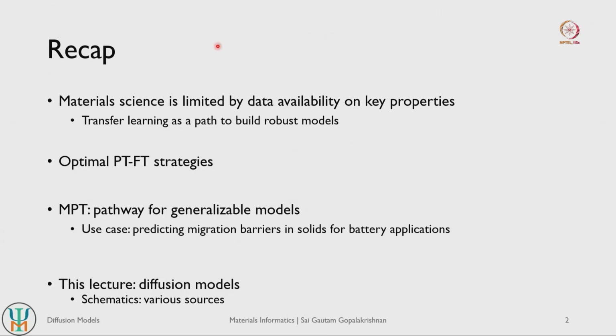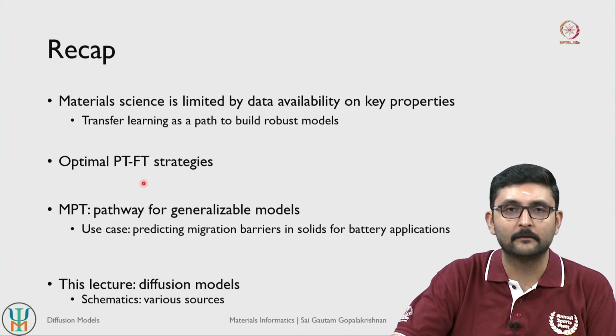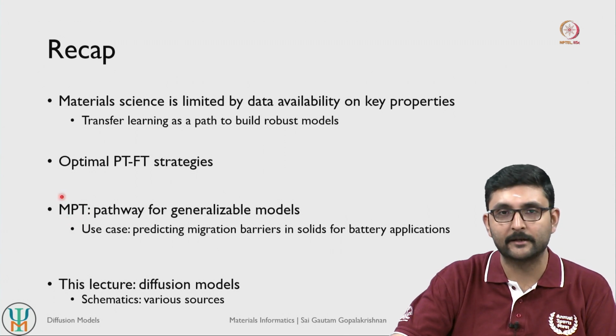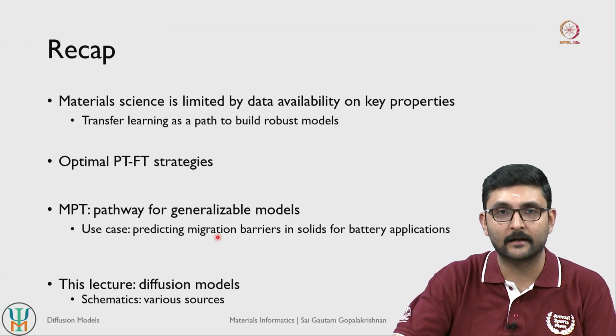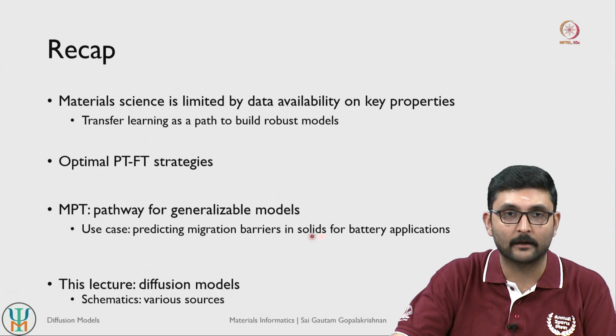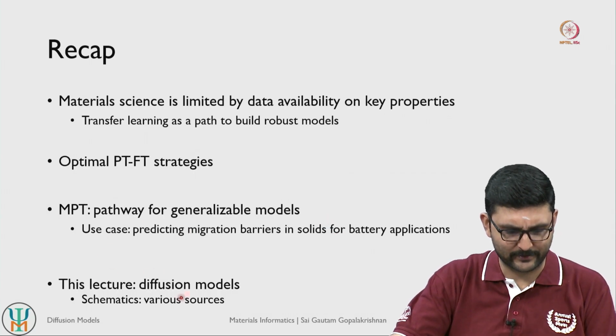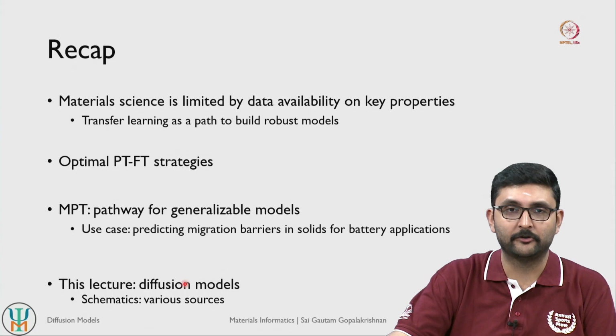Just as a recap of what we have done in the last couple of lectures, we looked at transfer learning as a strategy to overcome this data availability issue within the area of material science or materials engineering. We looked at a few optimal pre-training fine-tuning strategies using transfer learning and found ways to create more generalizable models using multi-property pre-training, and used that to predict migration barriers, which are related to rate performance for battery applications. So, in this lecture we look at diffusion models.